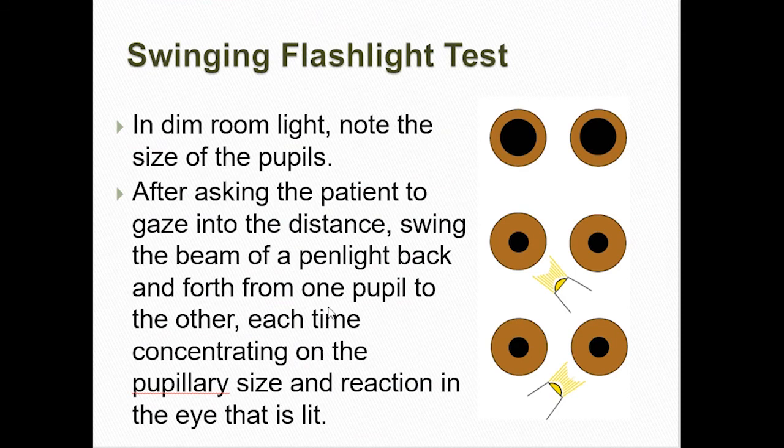Then another test we can do for the eyes, we call it the swinging flashlight test. Normally our pupil will be changing. We look at the size of the pupils. In a dark room, generally, the pupil gets bigger. And if we put some light close to the pupil area, the pupil will change to smaller. So that's the normal reaction of the pupil.